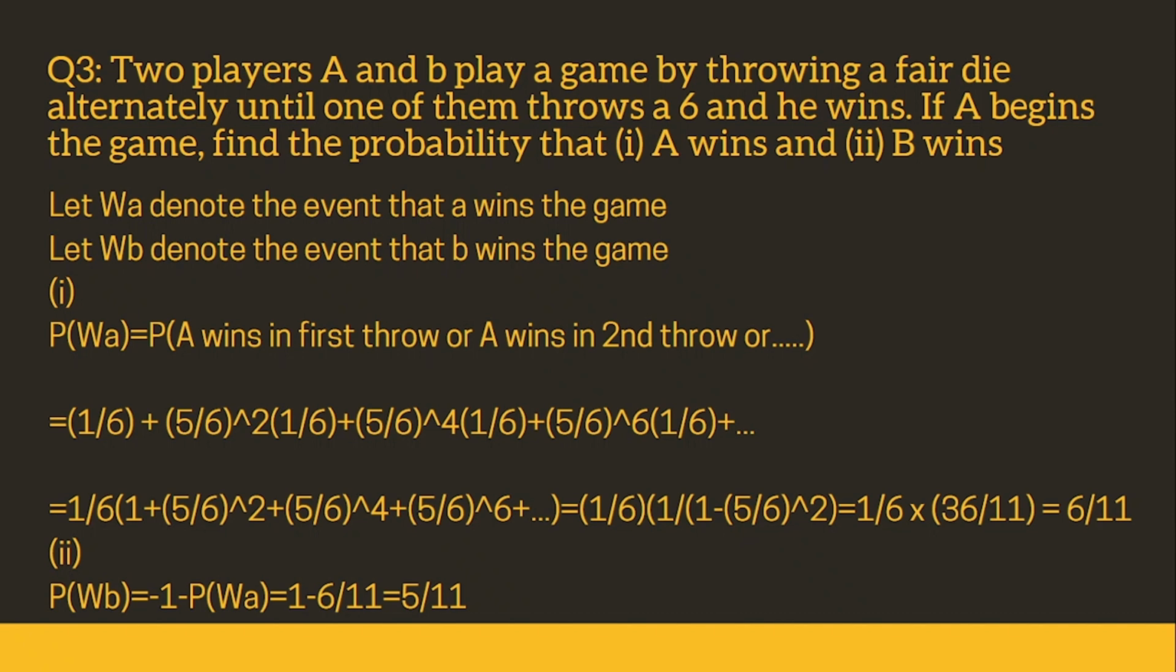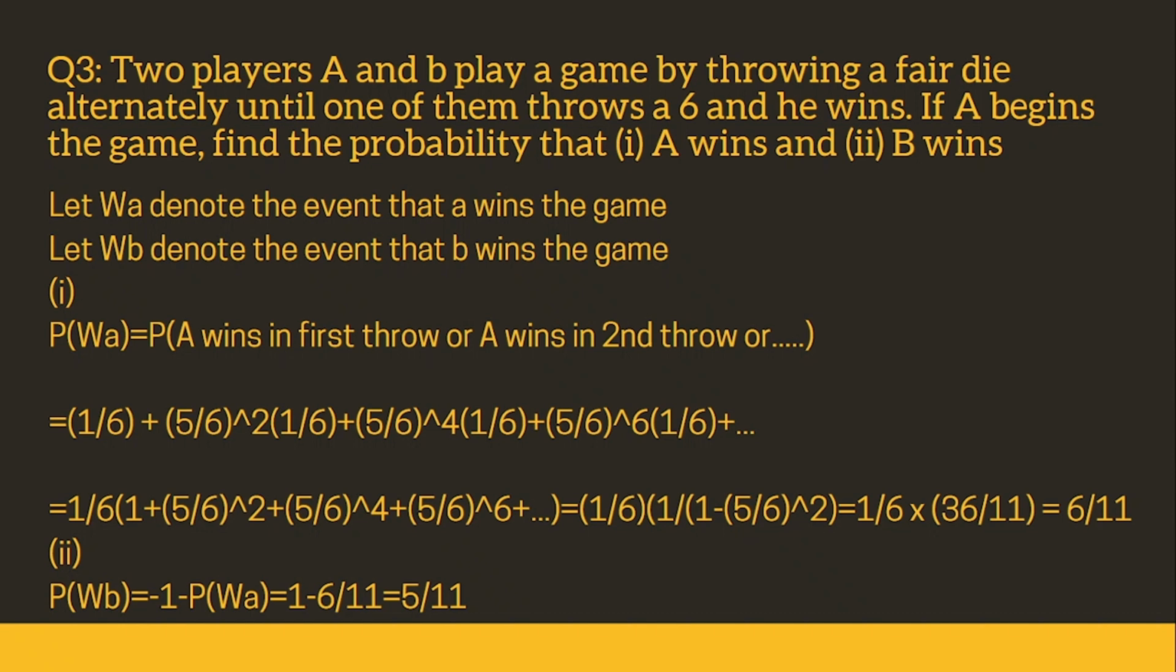And so this creates a pattern, or in other words, a geometric progression, where there's a common ratio of 5 over 6 squared. And so if that's the case, you can just use sigma notation and use your AP/GP formula to eventually get 1 over 6 times the summation of 1 plus 5 over 6 squared plus 5 over 6 to power 4 plus 5 over 6 to power 6, and so on and so forth. You'll get 36 over 11. So eventually your probability is going to be 6 over 11.